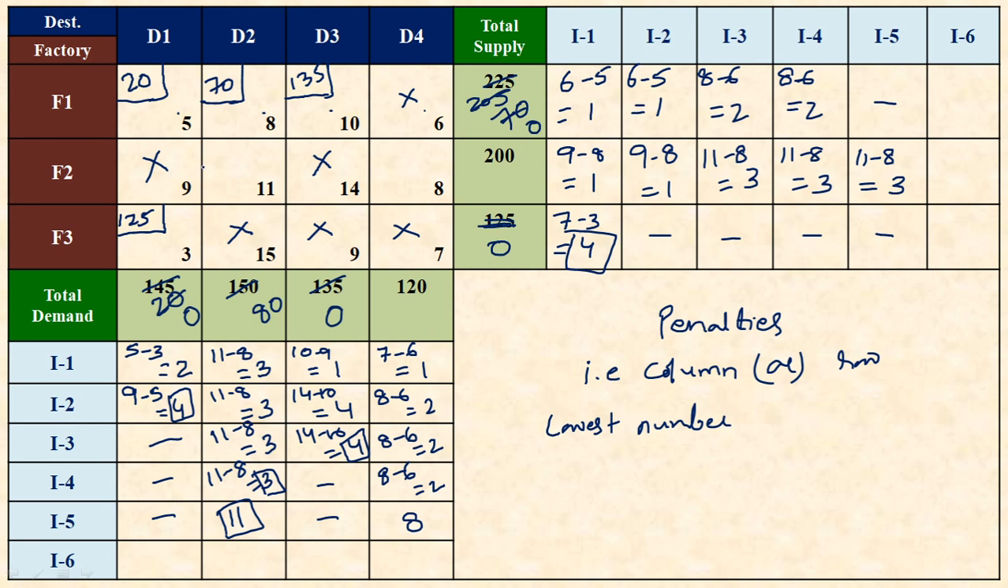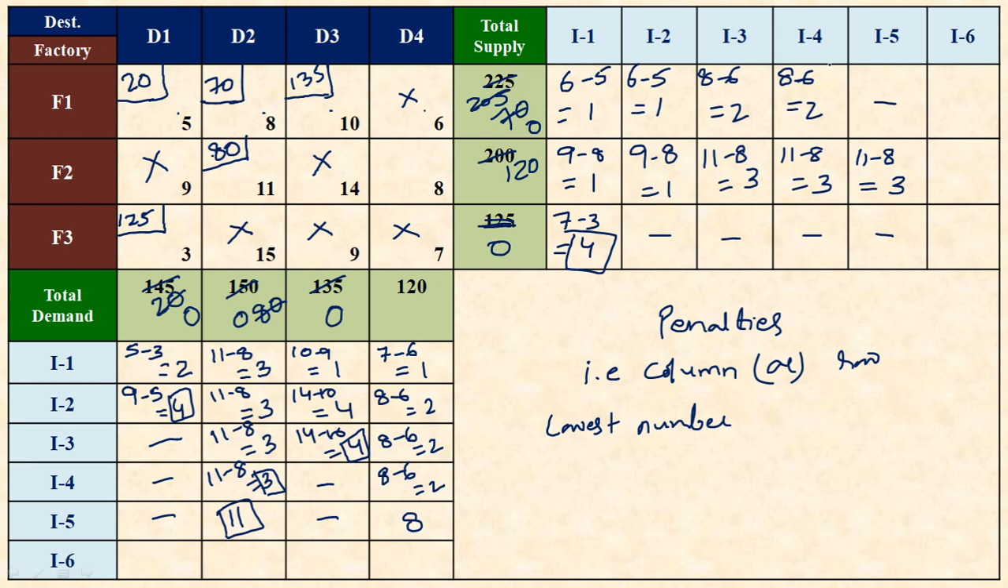So there is only one blank cell. This is the combination of F2 and D2. F2 total is 200 and D2 is 80. So we have to supply only 80 here. 80 will become a 0 and 200 will become 120. So there is only one cell left over.